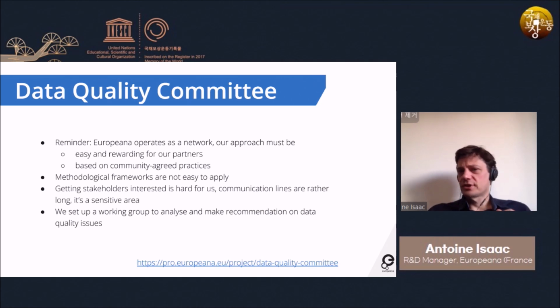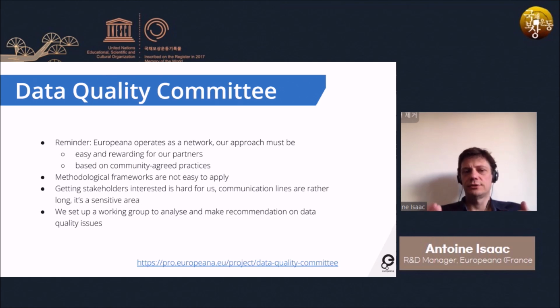So the group that I mentioned when I started my talk, the Europeana Data Quality Committee, started to investigate whether we could do something on the metadata. And we have some basic principles which say that what Europeana does must be consensual, it must be easy and rewarding for partners, it must be agreed by everyone. So that's why we set up this group to discuss those things.